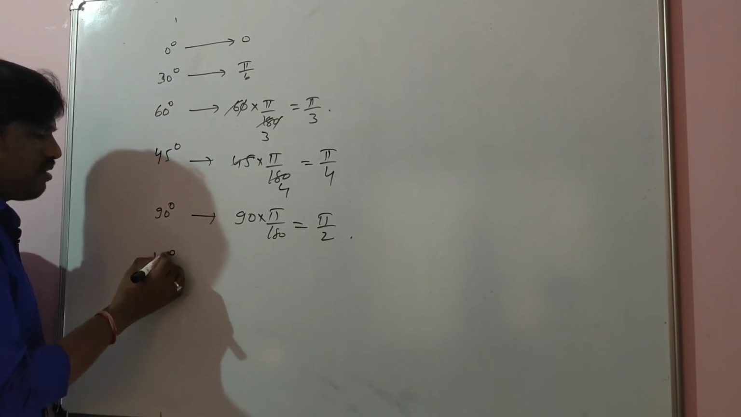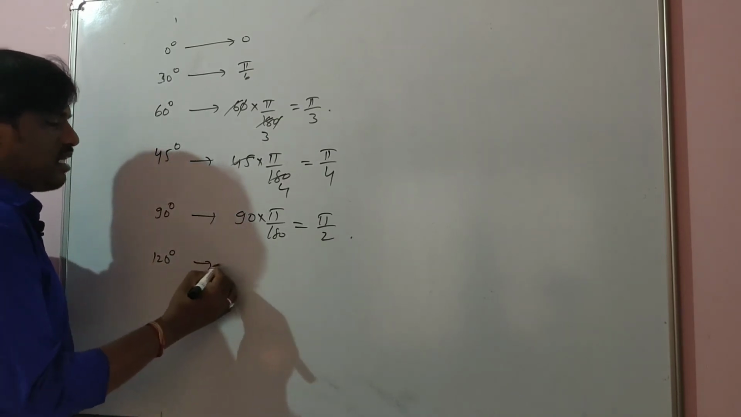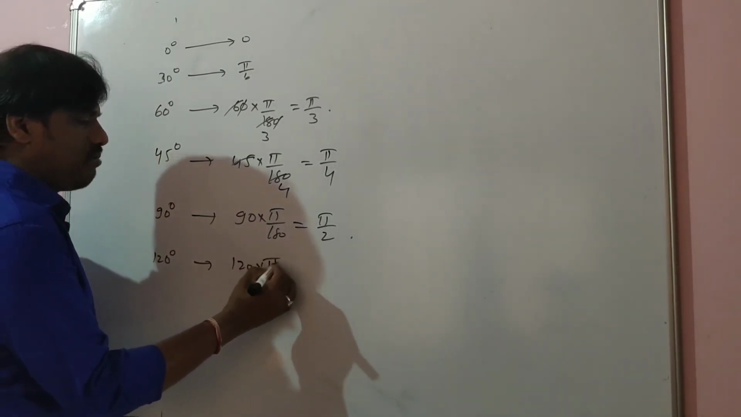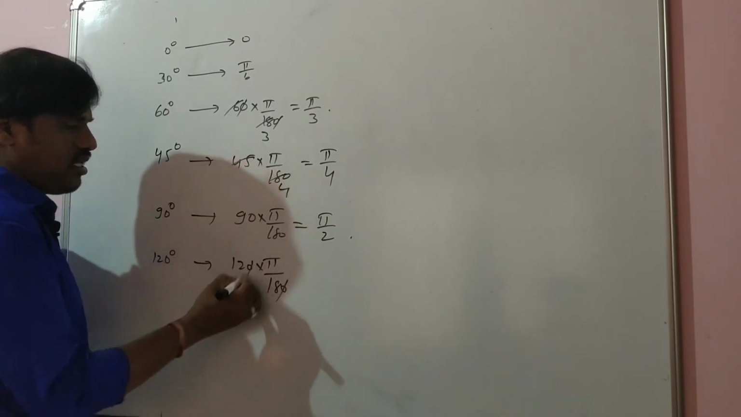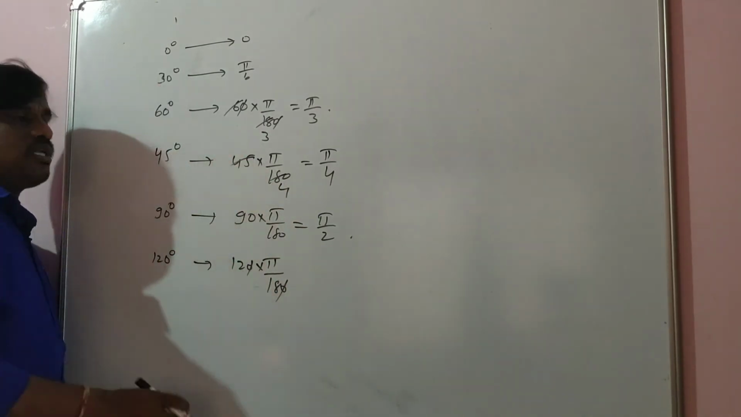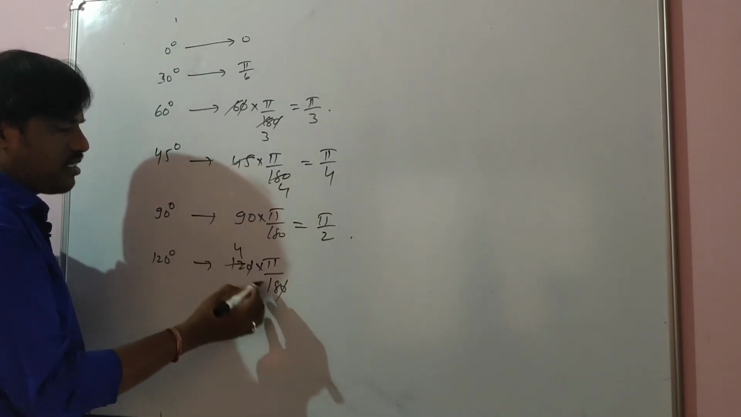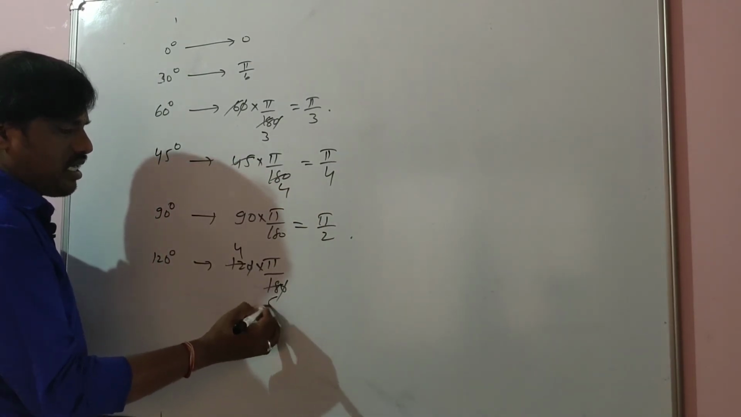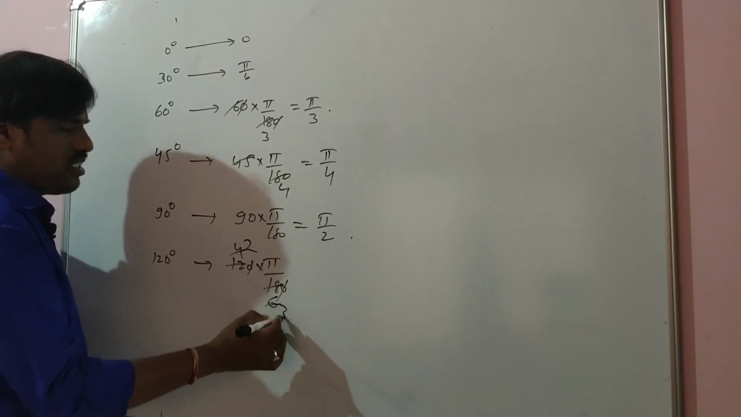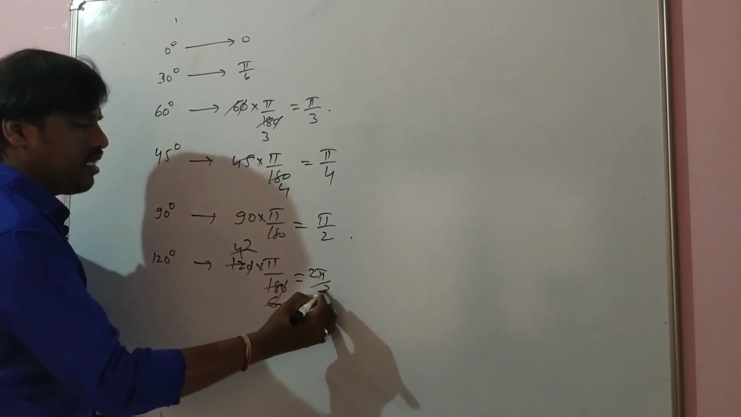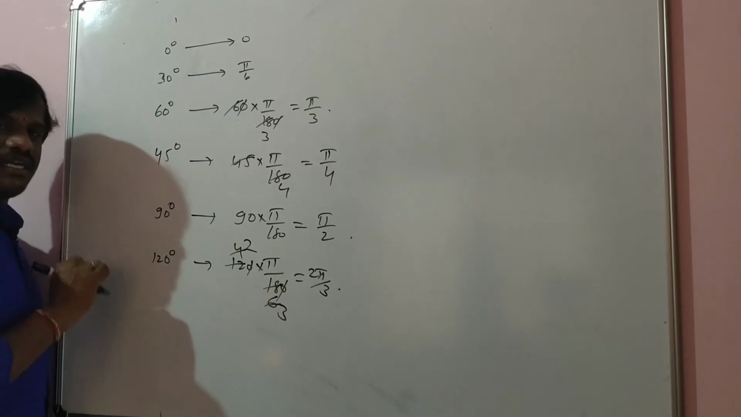120 degrees can be written as 120 into pi by 180. You should know these things, that's why I am explaining. You have to remember these things. 0 and 0 cancel, then the 3 fours, 3 sixes cancel, 2 twos, 2 threes cancel. That is 2 pi by 3 you get. 120 degrees is this.